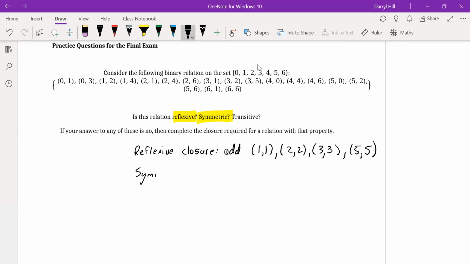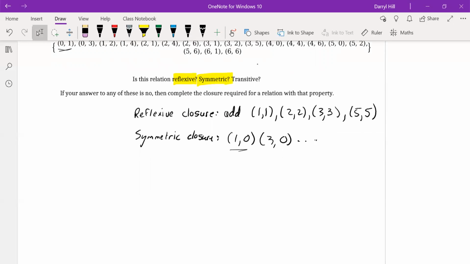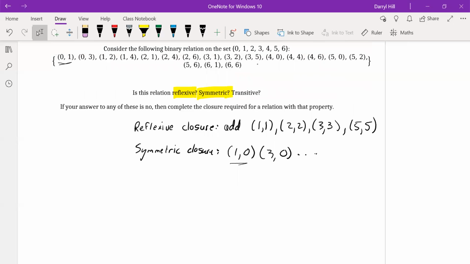So we would just add in, so we need 1, 0. We need 3, 0, etc. Right? So every time I see 0, 1, but there's no 1, 0, then I would have to add it in. But again, reflexive and symmetric closures are both one step. So we only need to do one step to get the full closure, to add enough elements to give it that property. Transitive closure is something a little bit different though.